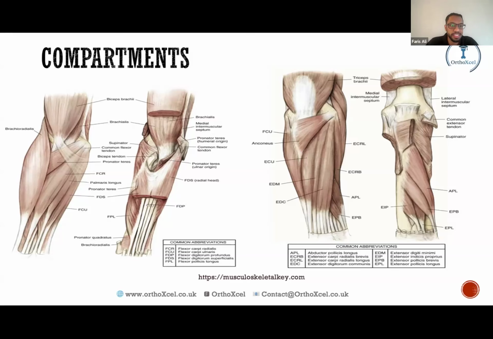For example, in the extensor compartment, brachioradialis: where does it originate from? The lateral supracondylar ridge, and it inserts at the styloid process of the radius. What's its action? Elbow flexion, and it's supplied by the radial nerve. Then in the forearm flexors, you have the FCR, pronator teres and palmaris longus, which are all supplied by the median nerve. The FCR and palmaris longus originate from the common flexor origin, and the FCR inserts at the base of the second and third metacarpals.